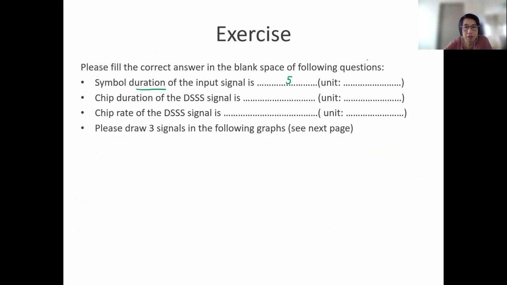Oh, this is not the symbol duration. If symbol rate, it will be 5 symbols per second. But if the duration, it will be 1/5, right? In the unit of second, because this is time duration. But if I ask you the symbol rate, meaning how many symbols per 1 second, you can easily say 5 per 1. Actually, this unit is symbols per second.